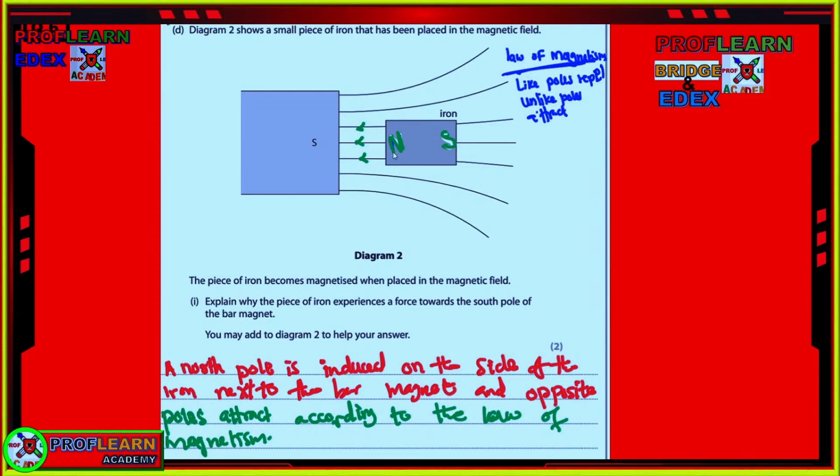So which means that a north pole is generated at this side, so that it can be attracted towards what? The south pole. But when this magnet is removed from the magnetic field, it stops being a magnet. So you also need to understand the law of magnetism, that like poles repel and unlike poles attract.